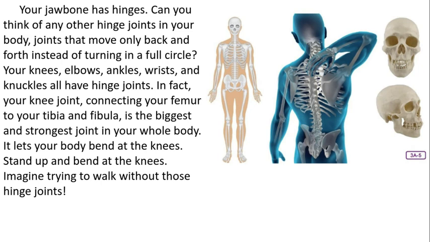So think about your ball and socket joints like your shoulder, right? And how it can go in a circle. Whereas your knee, right, it can only go forward and backwards. It can't go side to side, really.